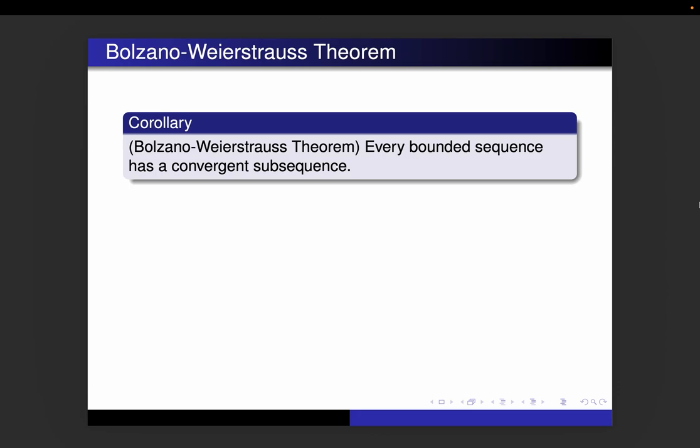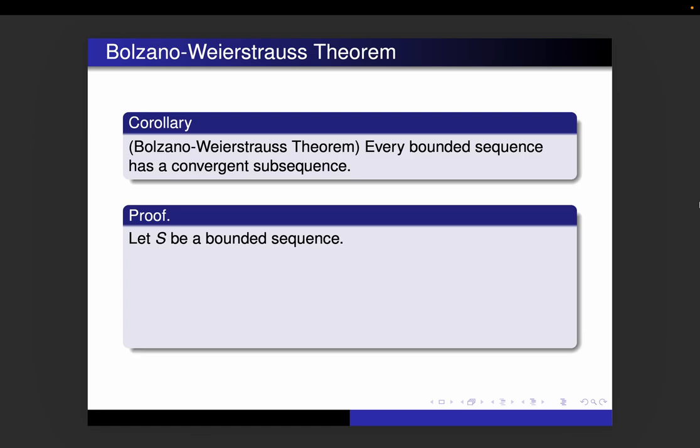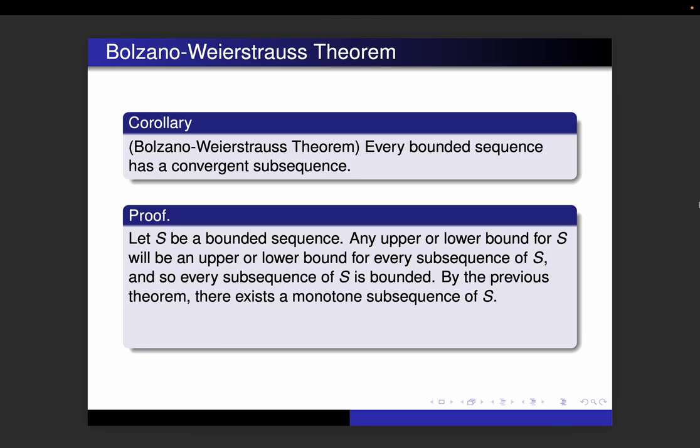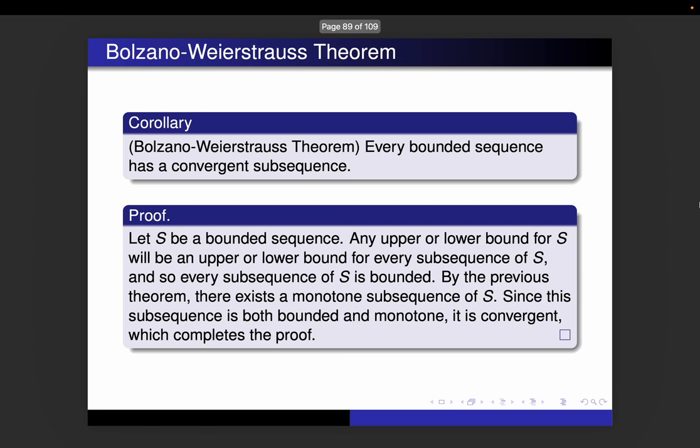And as a corollary, we get the Bolzano-Weierstrass theorem. Every bounded sequence has a convergent subsequence. The proof is pretty easy. Let S be a bounded sequence. Any upper or lower bound for S will be an upper or lower bound for every subsequence of S. And so every subsequence of S is bounded. By the previous theorem that we just proved, there exists a monotone subsequence of S. Since this subsequence is both bounded and monotone, it is convergent, which completes the proof.